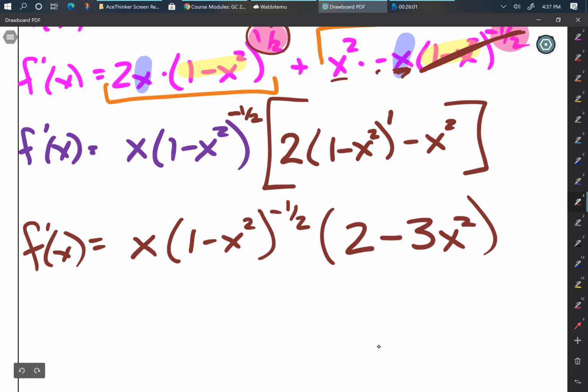Now, what should we do with this? Given that this is an exponent of 1, it serves no purpose to leave it in there. And if it serves no purpose, there's no reason why I can't distribute. 2 times 1 is 2. And 2 times negative x squared is negative 2x squared, plus another negative x squared gives me a total of negative 3x squared. And there's my derivative.